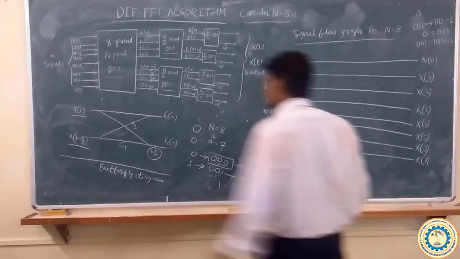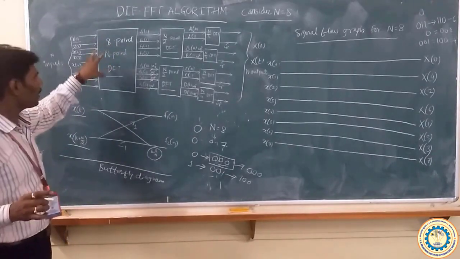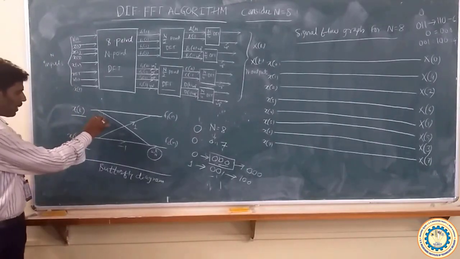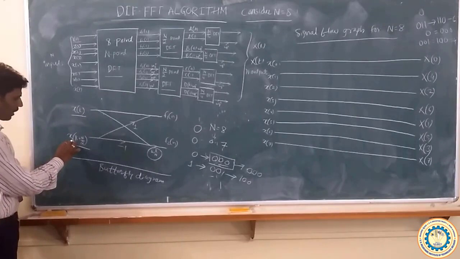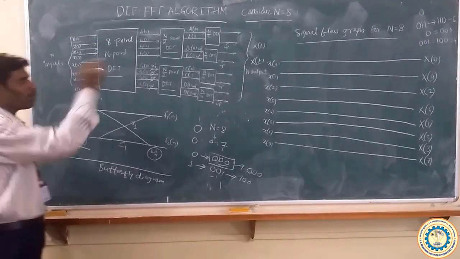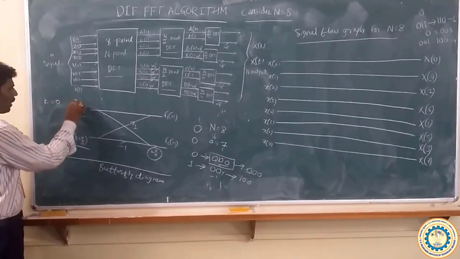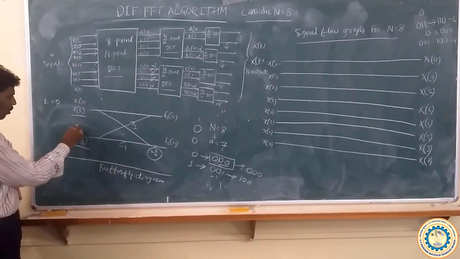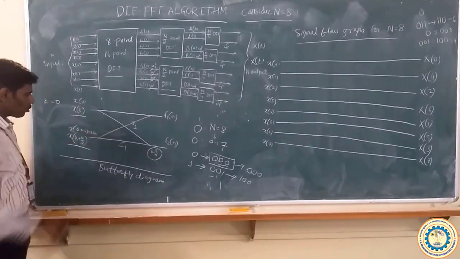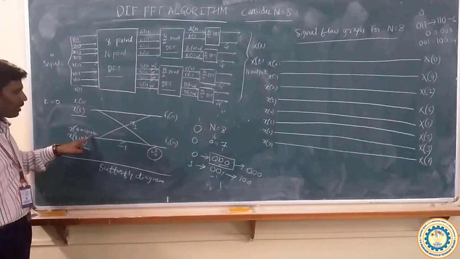Now let us see how to decimate the 8-point DFT. First we will consider this block and we will try to represent it using a signal flow graph and butterfly diagrams. Look at this butterfly diagram. One input is x of 0 and another input is x of k plus N by 2. Here I am performing 8-point DFT, so N equal to 8. If I consider k equal to 0, this will be x of 0 and this will be x of 0 plus 4, that is x of 4. So for this butterfly diagram, x of 0 is one input and x of 4 is the other input.